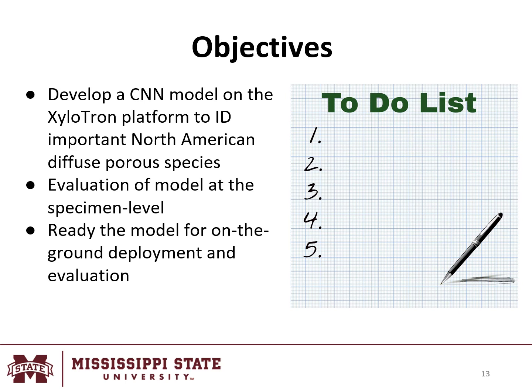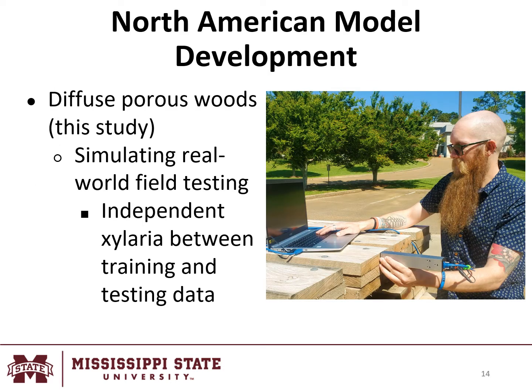The objectives of this study were to develop a CNN model on the XyloTron platform to identify important North American diffuse porous species, to evaluate the model at a specimen level, and to ready the model for on-the-ground deployment and evaluation. Our ultimate goal is to have a fully operational North American model ready for deployment. As mentioned before, we are starting with the diffuse porous woods, where we are simulating real-world field testing using independent xylaria between the training and the testing data.